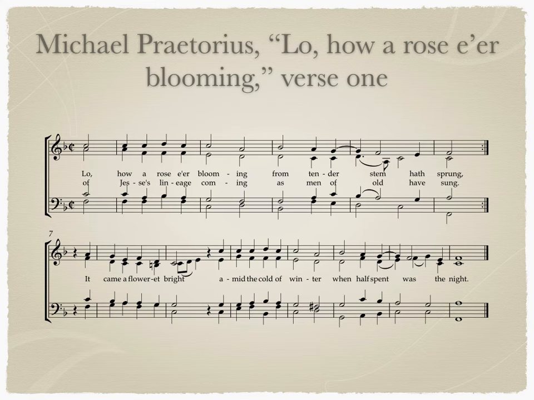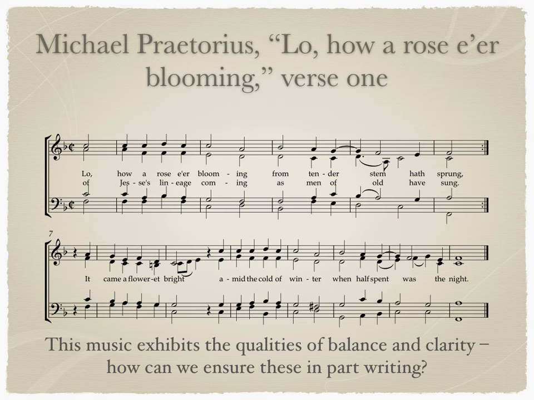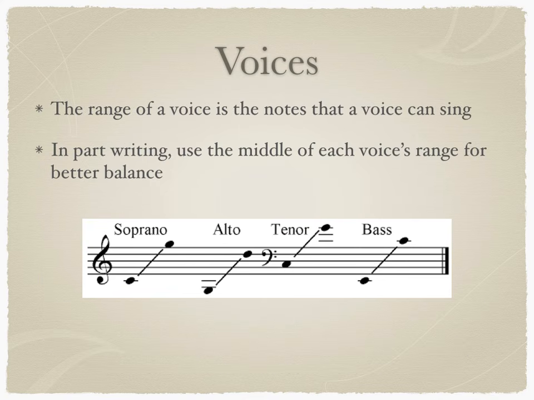This music exhibits the qualities of balance and clarity. How can we make sure that our own part writing exhibits these qualities? Let's start by discussing the voices themselves. Each voice has their own specific range, that is, the notes that a voice can physically sing. These can be seen below for each voice type. In part writing, it's best to use the middle of each voice's range for better balance between the voices.